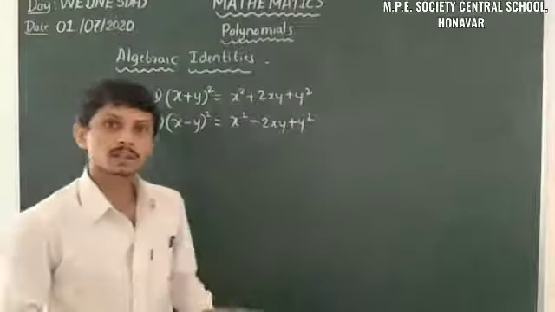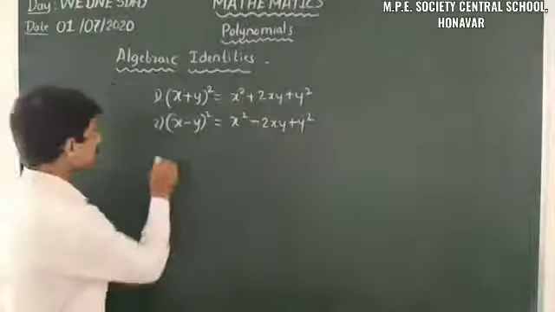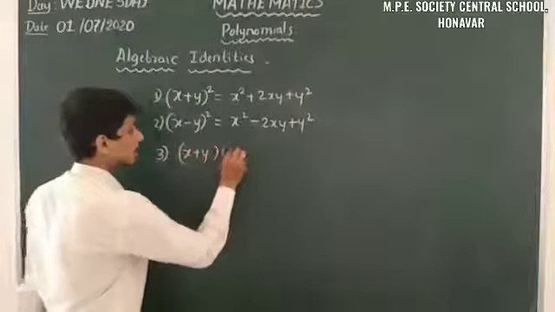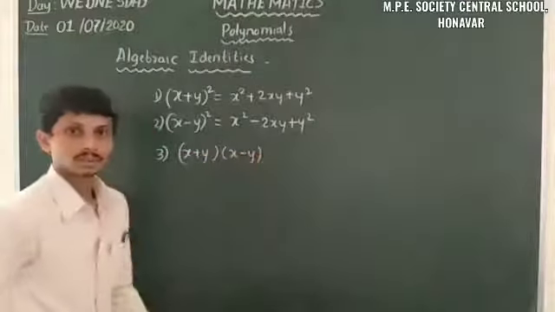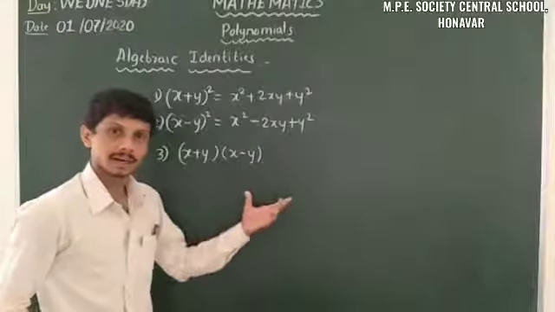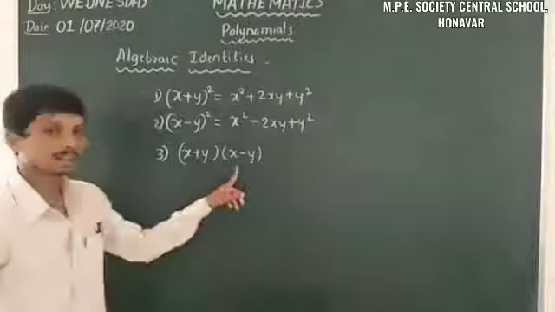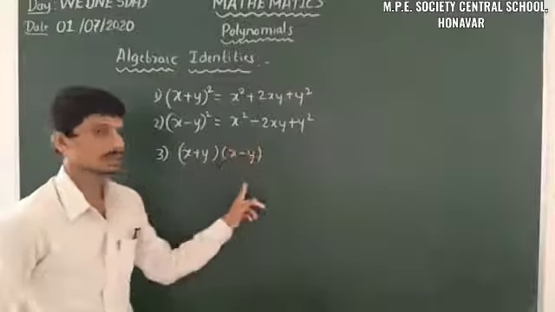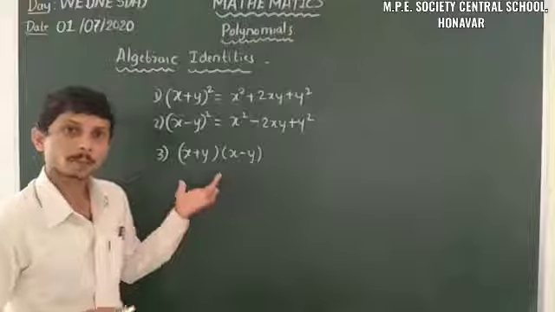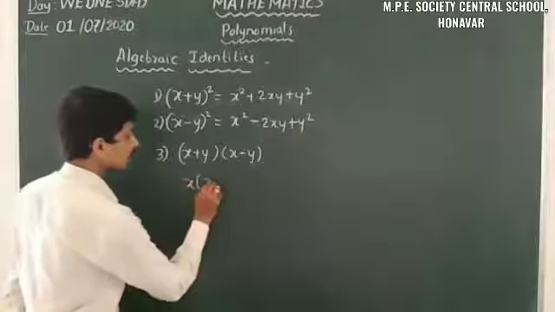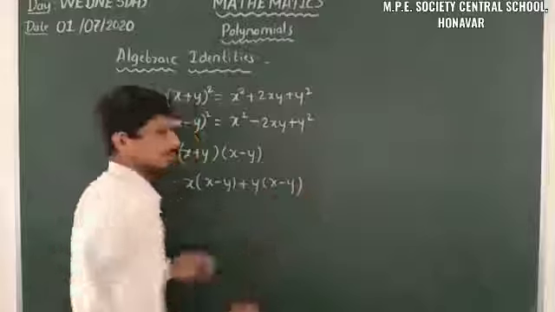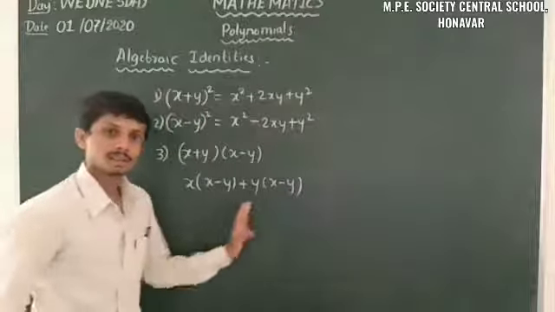So then going to the third identity, that is (x plus y) into (x minus y). So let us check by solving this identity. Here also we have considered this as a 1 number and this as a 2 number. We have to take the distributive property here. So x into (x minus y) plus y into (x minus y). So we have to take the solution.